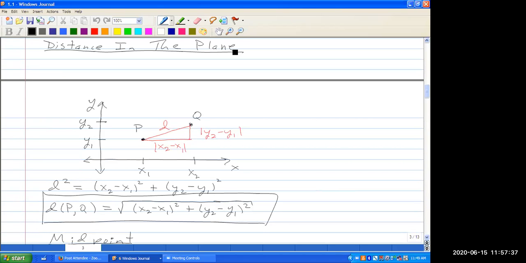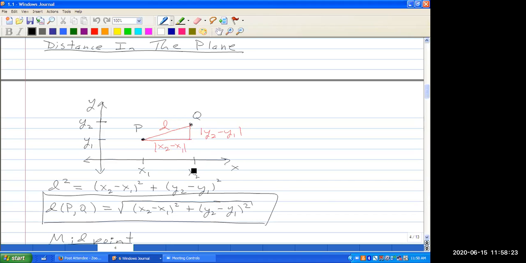A distance in the plane. Suppose I have two points in the plane, P and Q. Then the distance between P and Q, which I'll denote by d, can be determined just using the Pythagorean theorem: a squared plus b squared equals c squared. Here a is the length of this side of the right triangle, I'm assuming this is a rectangular coordinate system, b is the length of this side of the right triangle, and c is the distance d that we want to determine.